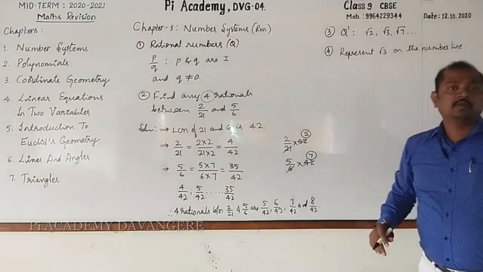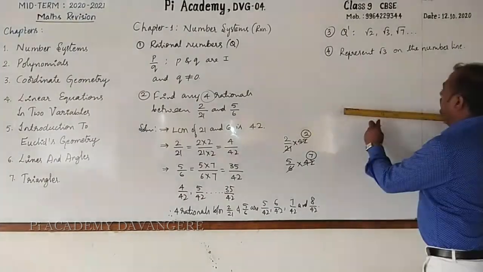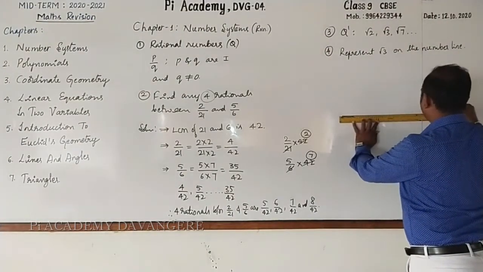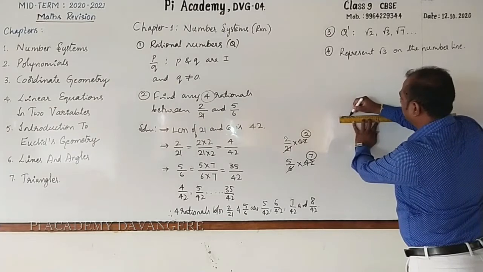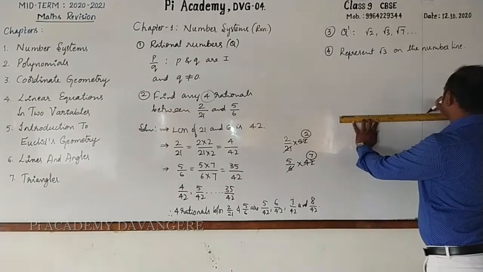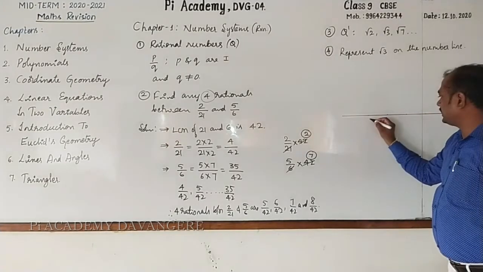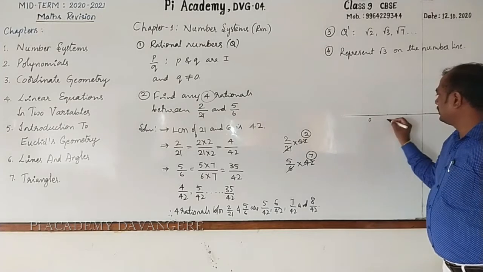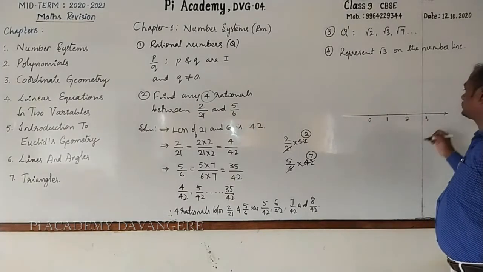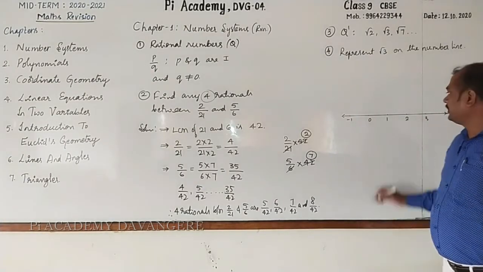Very simple. First you take a scale, pencil and compasses. First draw a straight line and go on marking for every 2 centimeters. Then you may call this point 0, and the right side of 0 is positive: 1, 2, 3, 4 and so on.